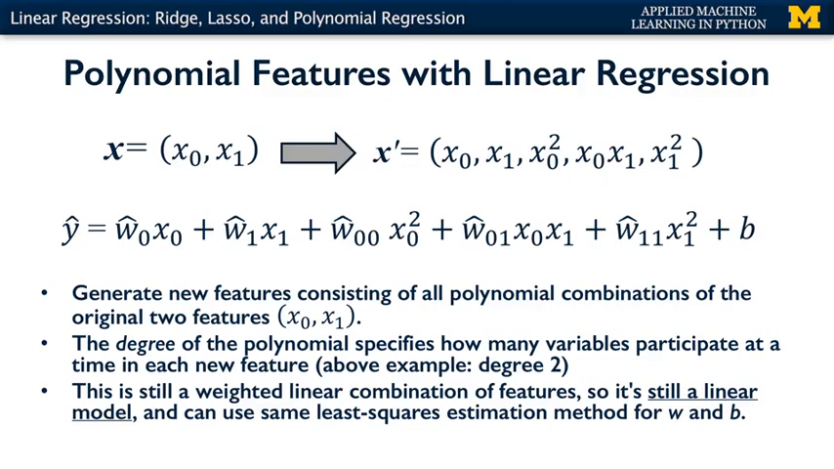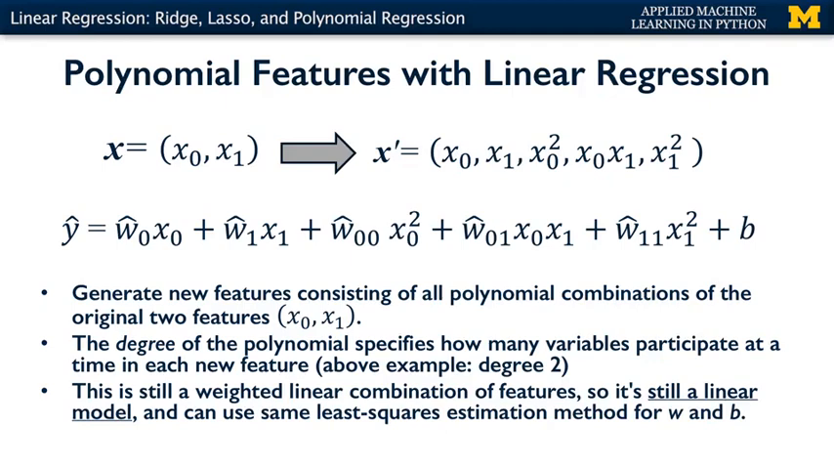The critical insight here is that this is still a linear regression problem. The features are just numbers within a weighted sum. So we can use the same least squares techniques to estimate the five model coefficients for these five features that we used in the simpler two-dimensional case.